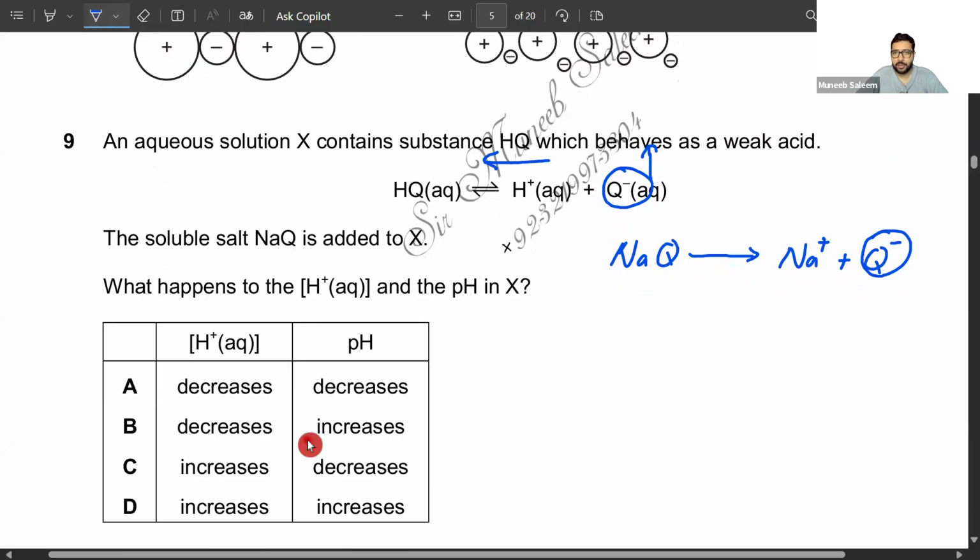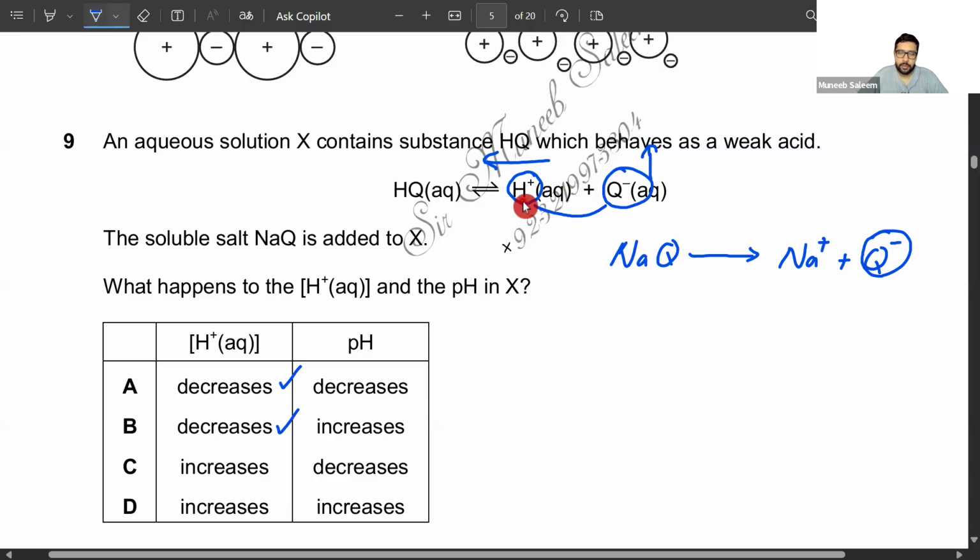And how does it minimize? It will minimize by reacting with the hydrogen ion. So Q ion will be reacting with the hydrogen ions so that it will move towards the left side. Now when it does, it will also decrease the amount of the hydrogen ions because this is the only thing which is reacting with the Q negative ion. So hydrogen ion amount should decrease. So from the first column, it should be the decrease in the amount of hydrogen ions.